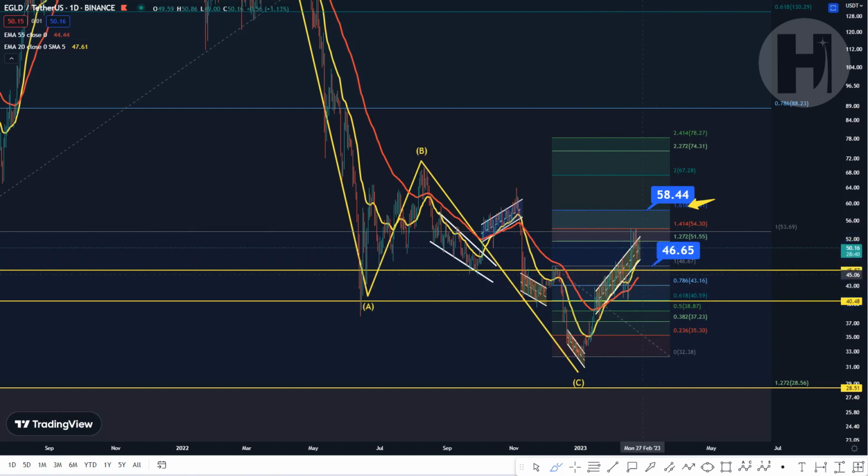Anywhere below $45 really is a very good entry point into Egld, in my opinion. I do have a nice position there. I might dollar cost average in more. If we dip back down to $40, I might put in and get a couple more coins.